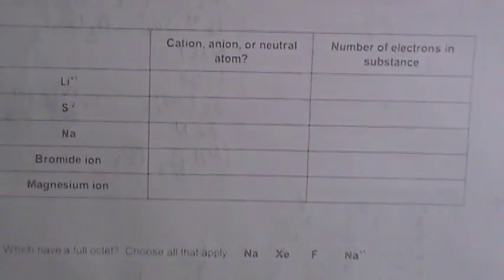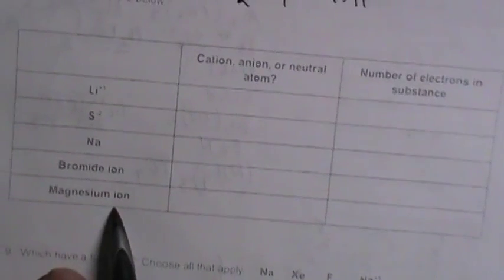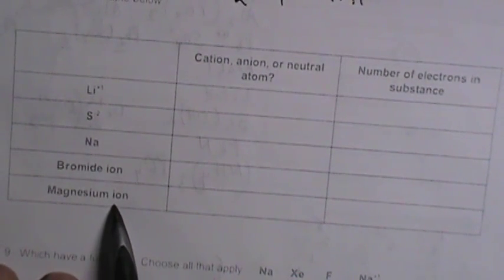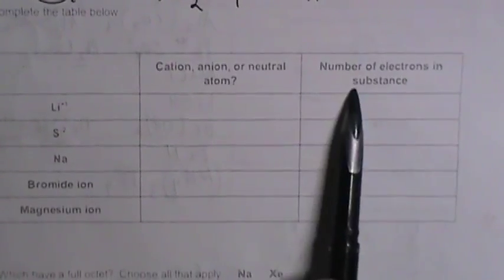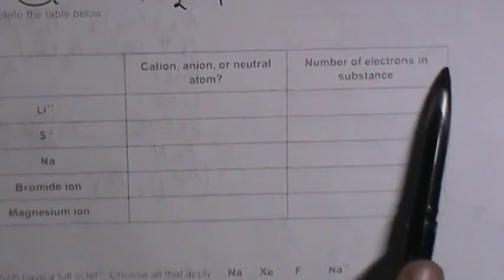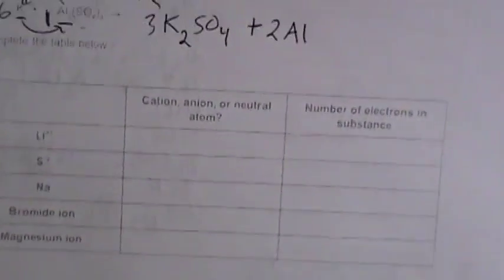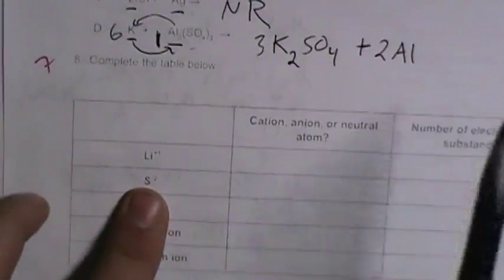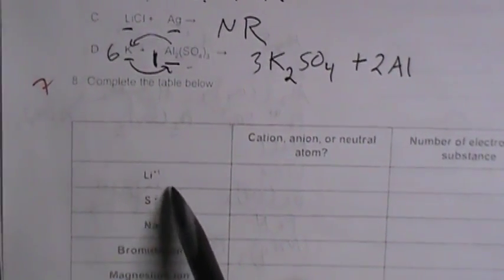Welcome back. We're looking at problem number 8 in our review packet, and we're looking at 5 different atoms or ions, and determining what kind of ion, if it is an ion, cation or anion, and the total number of electrons in the substance. So notice I didn't say valence electrons, I said the total number of electrons in the substance. First substance is lithium with an oxidation of +1.